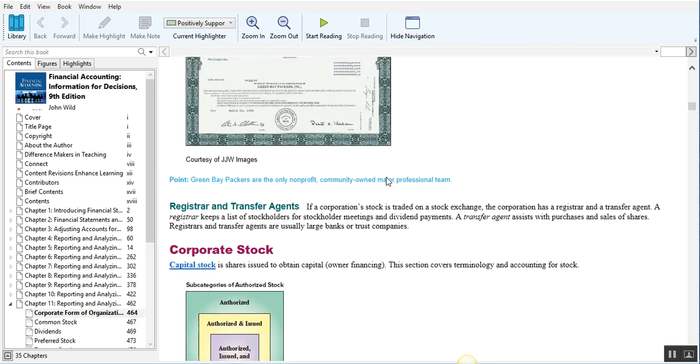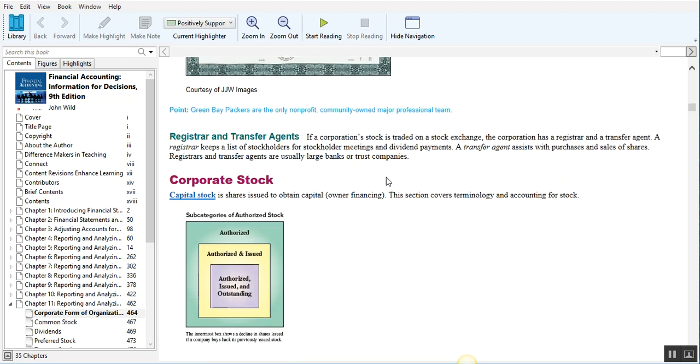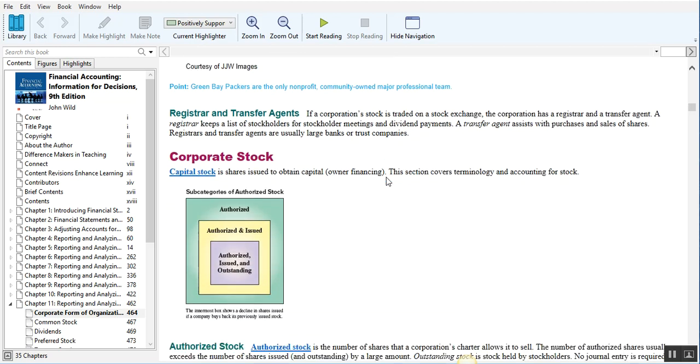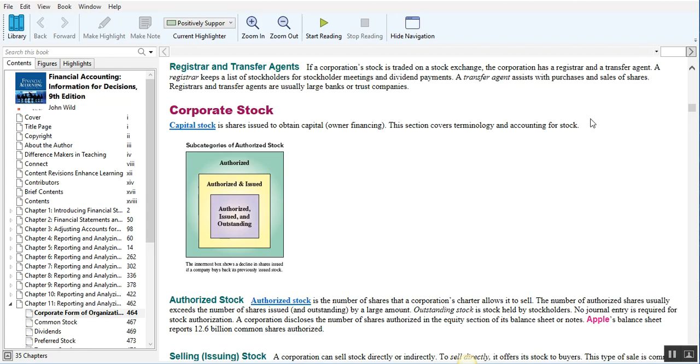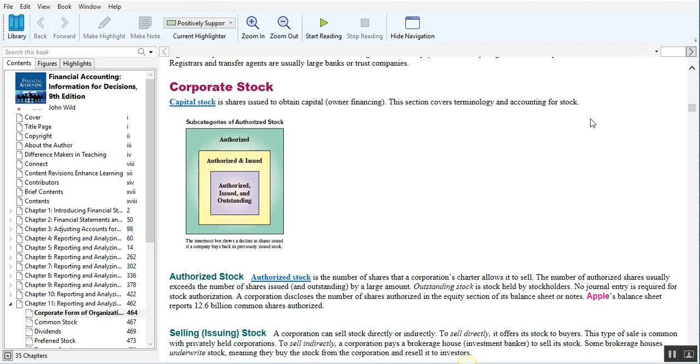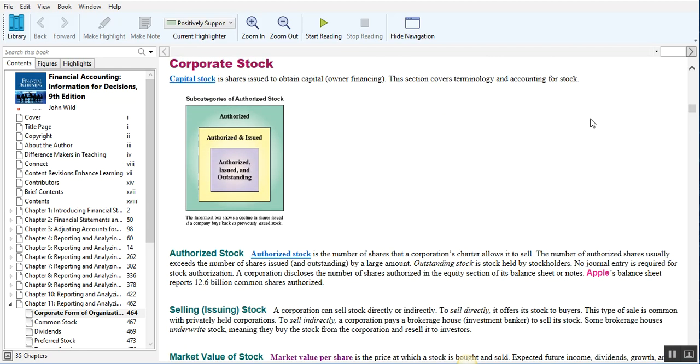Basically, it's proof of ownership of whatever shares you have. A registrar, a transfer agent, is going to maintain a list of shareholders of record at any given time. And so they're going to keep up to date with whoever's buying and selling the shares of stock. And on the date of record, they're going to identify who the shareholders are on that date.